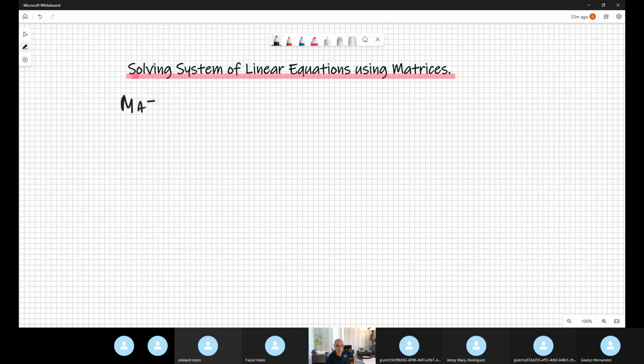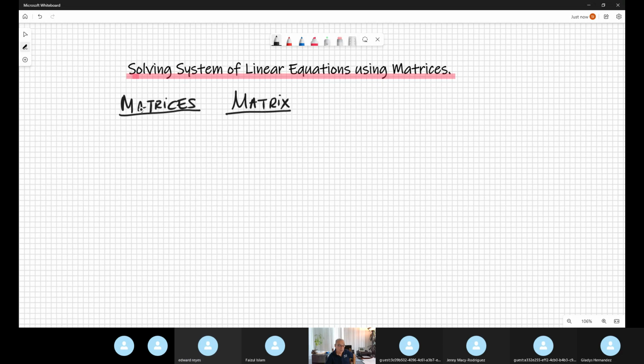Matrices, plural, and matrix, singular. Like the movie. Do you see the movie Matrix? Oh no? No. No. It's no big deal.